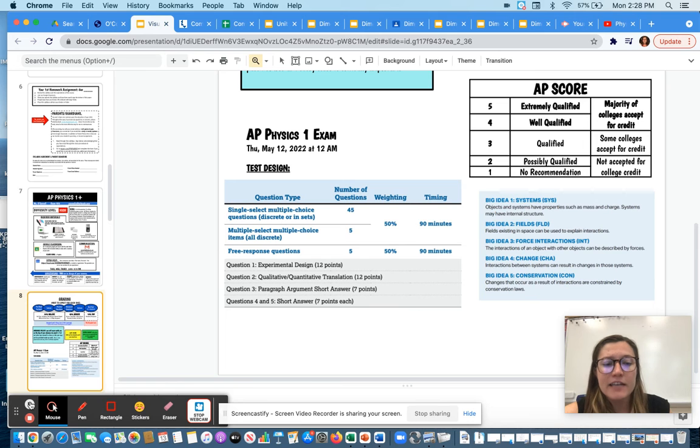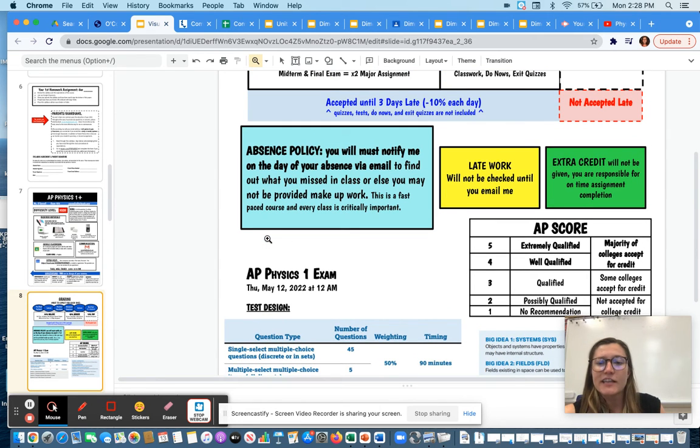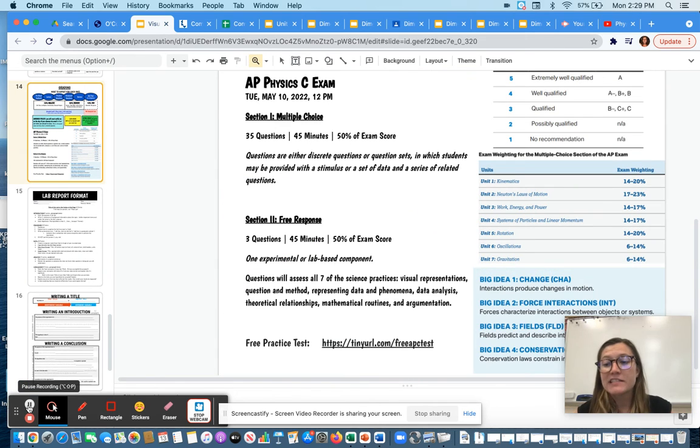For AP Physics C, the information described in the syllabus is exactly the same. The only thing that changes is the type of test and the length of the test. The AP Physics C test is only 90 minutes. It has 2 sections. The first section is 45 minutes, and it's multiple choice, select one answer choice, and that is 35 questions. The second section is 45 minutes as well, and there are 3 open-ended questions.